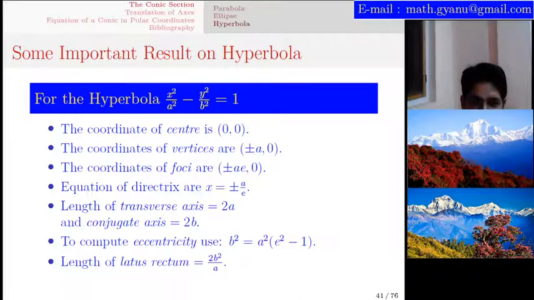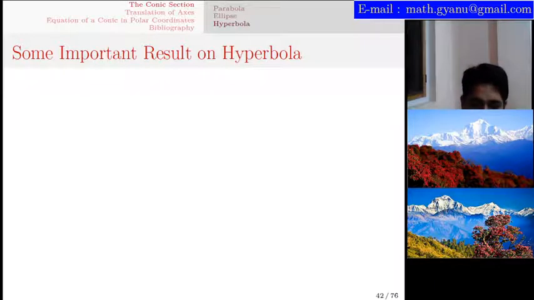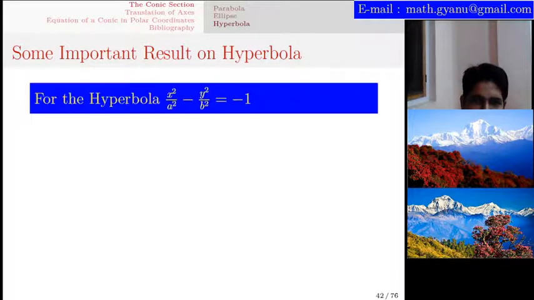Okay, for this case, the length of latus rectum will be 2b square by a. Okay, some important results on hyperbola, and that is another form of hyperbola: x square by a square minus y square by b square equal to negative 1.